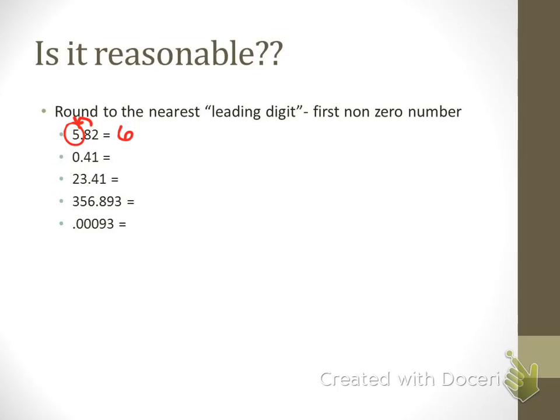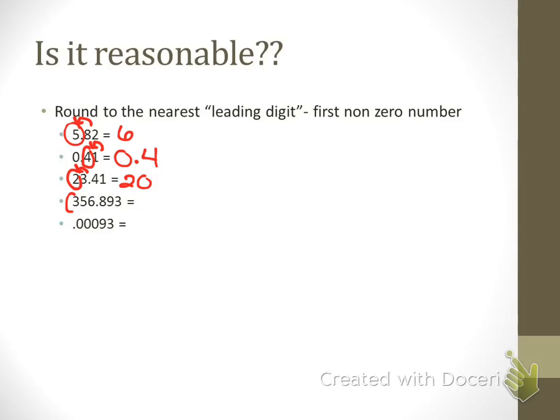Now with 0.41, what is my leading digit? It's not the 0, it's my first non-zero number, so it would be the 4. The 1 tells me that I keep the 4 the same, so my answer is 0.4. All right, now with 23.41, what's my leading digit? It's 2. The 3 keeps it the same, so what would be my answer? 20. My answer would just be 20.